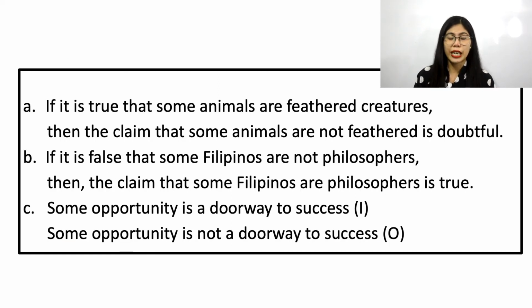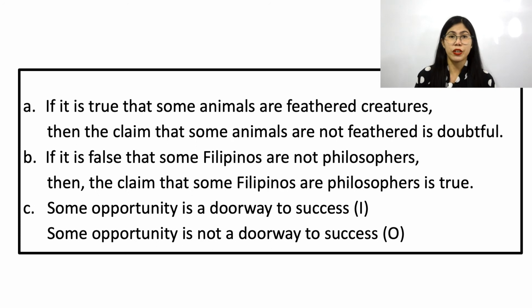If it is true that some animals are feathered creatures, then the claim that some animals are not feathered is doubtful. Next, if it is false that some Filipinos are not philosophers, then the claim that some Filipinos are philosophers is true. As you can see here, it applies the notion if the one or first proposition is true, the other or second proposition is doubtful. And if one is false, the other is true.